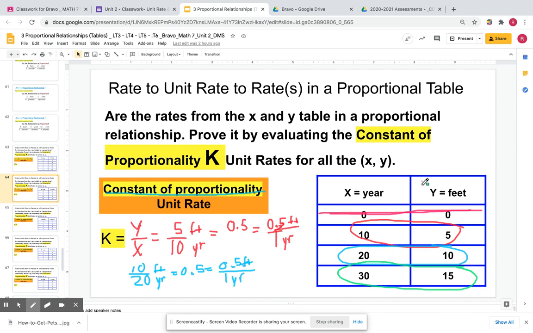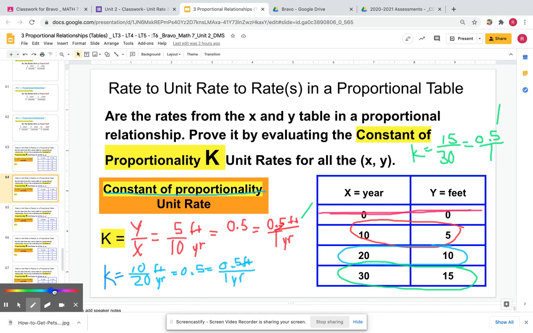If we create a rate from this, the y value goes on top, and that's 15 over 30. When you plug that in your calculator again, you get 0.5, and if you make it into a fraction, 0.5 over 1. It definitely is the same constant of proportionality. It's the same value of k. And let me use the baby blue for the other one to emphasize that this is always k. It's the same value for all points. So that means that this table is proportional.